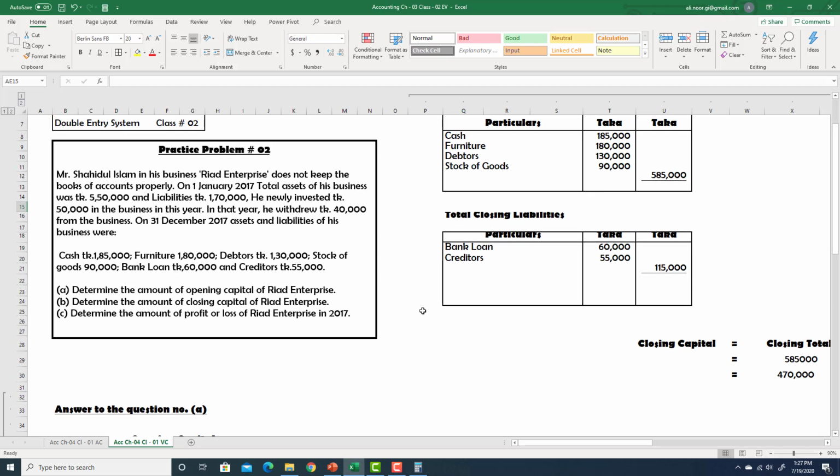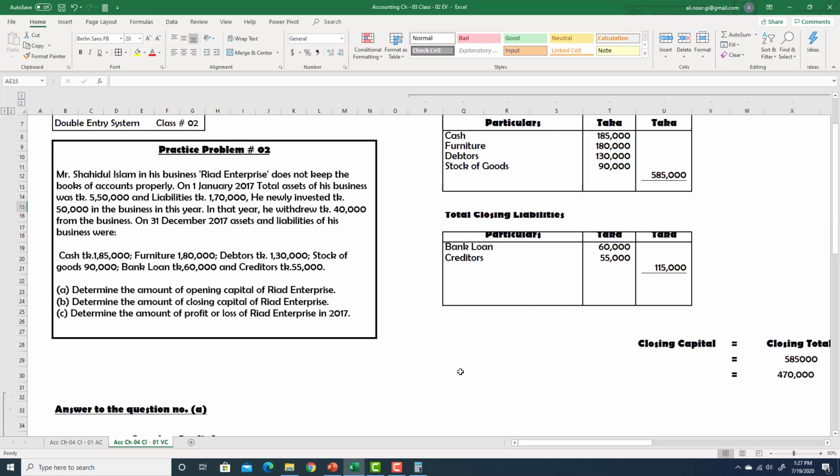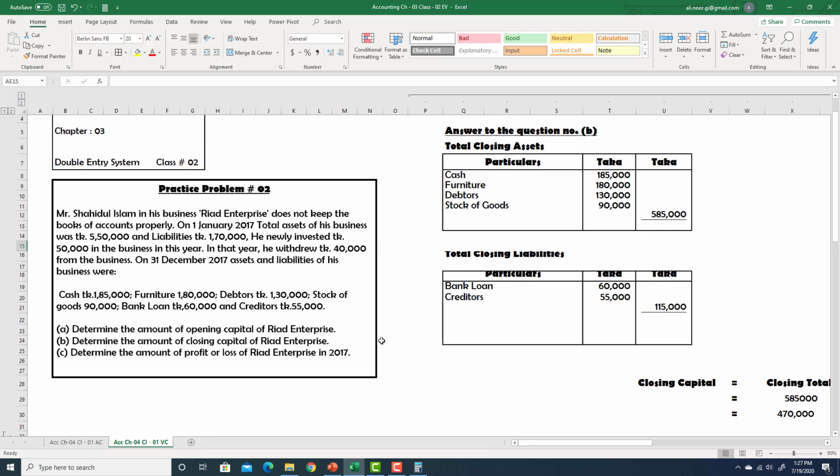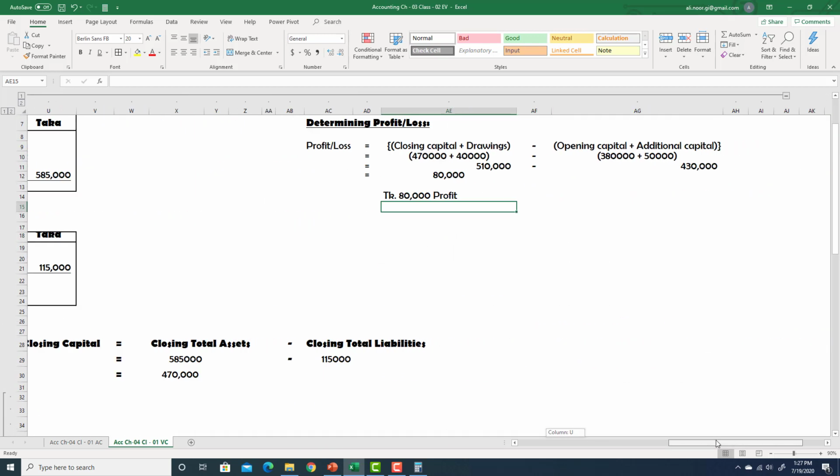You have learned how to solve single entry system mathematical problems in accounting. This is very easy math, and most of the time such mathematical problems are asked in the question, so you should learn them very carefully. Okay, so this is all from today's lecture.